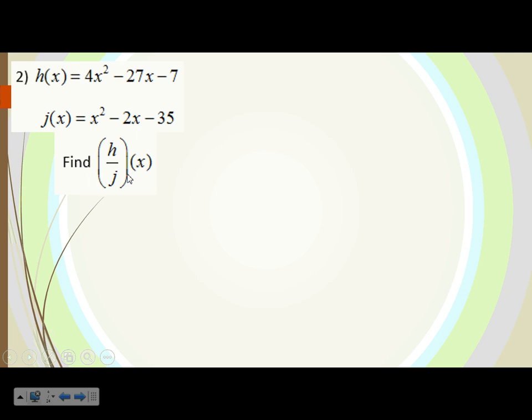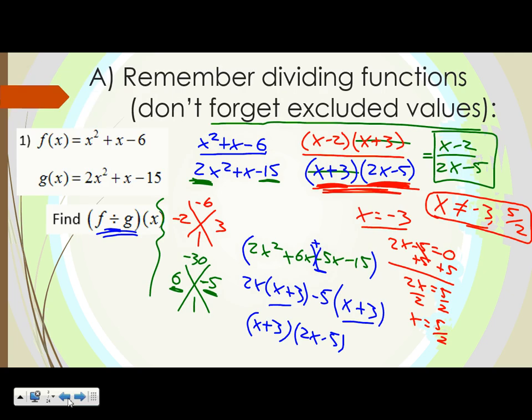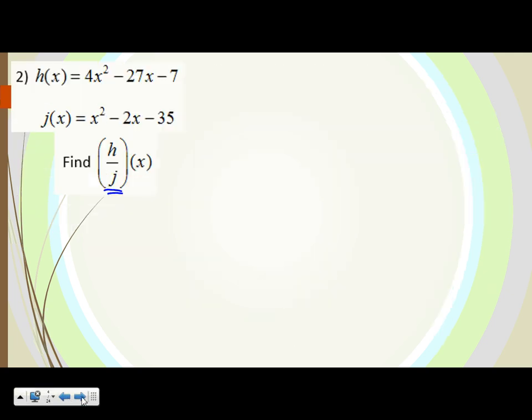So let's do the same thing then with number 2. Make sure we remember our excluded values. That's what I always forget with these. So we're doing division again. And even though the last one is set up with this division, I always like to set up with that fraction. But we've done that before. So this ends up being 4x squared minus 27x minus 7 over x squared minus 2x minus 35.